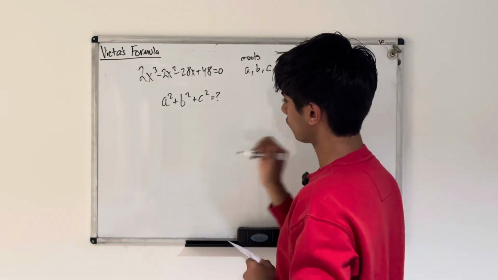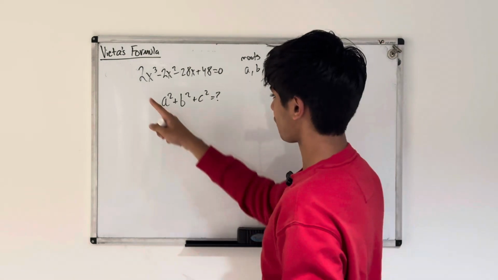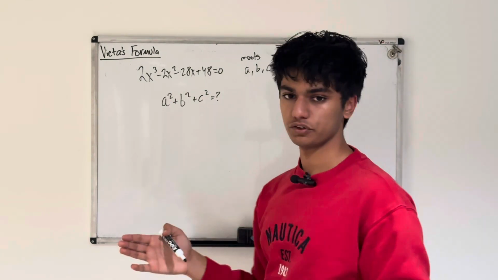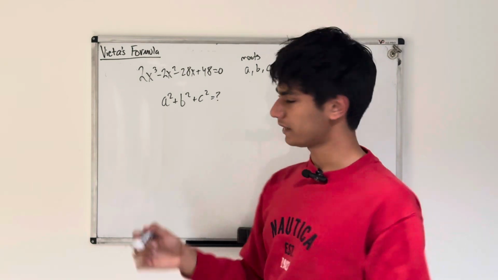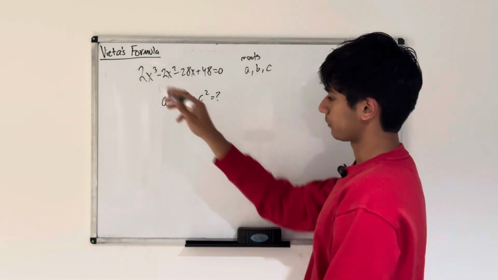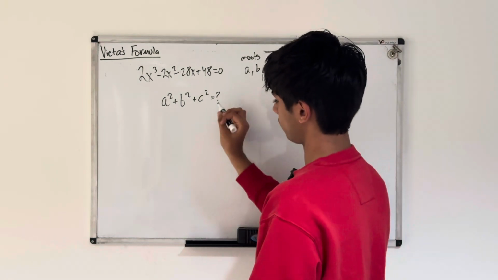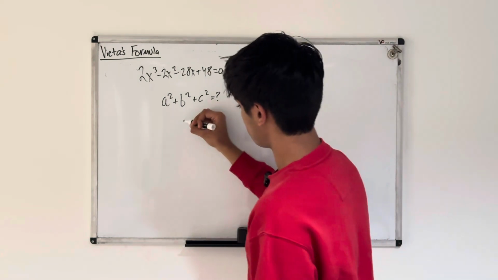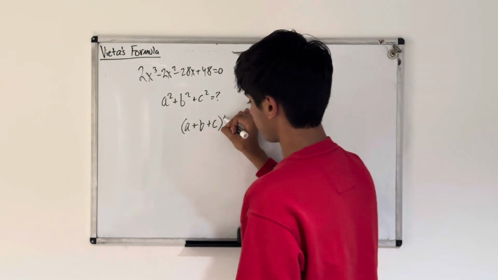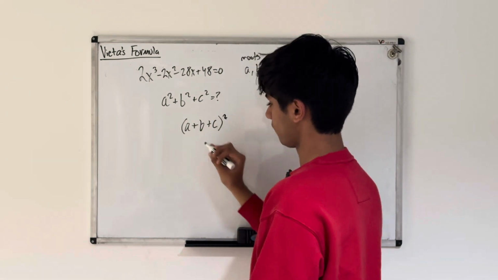Okay, so first things first, I don't really want to try solving this, right? Because there's nothing really easy I can do for solving it beyond using the rational root theorem to guess and check. So because of that, I'm going to try using Vieta's formula. I know that a squared plus b squared plus c squared kind of looks like a plus b plus c squared, sort of. So what if I expand this, a plus b plus c squared?